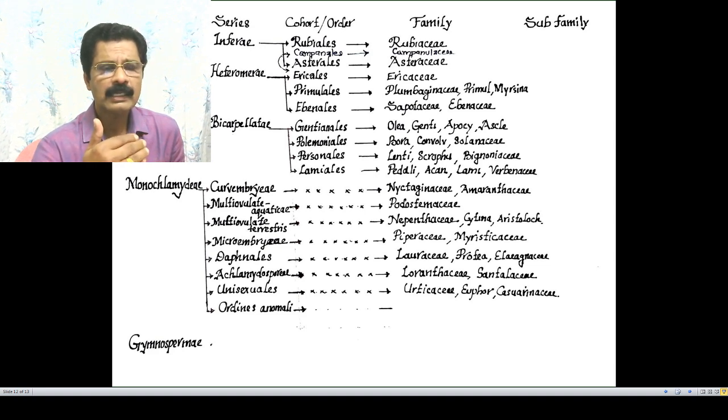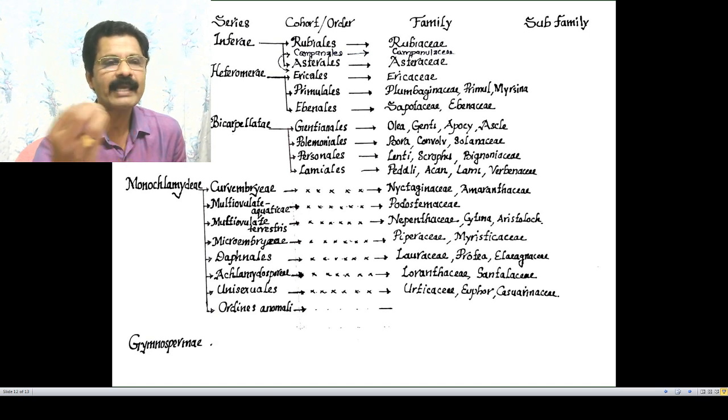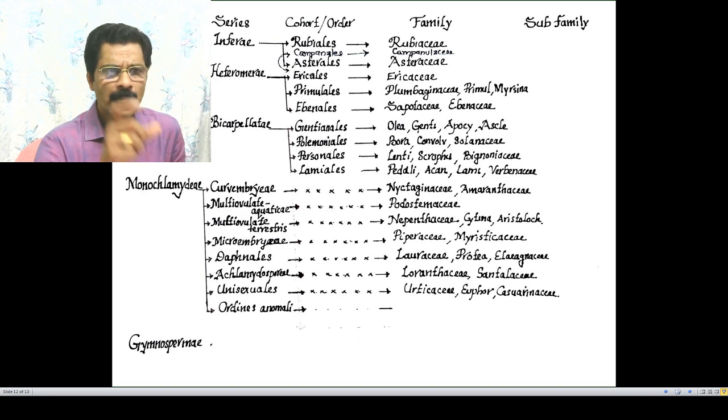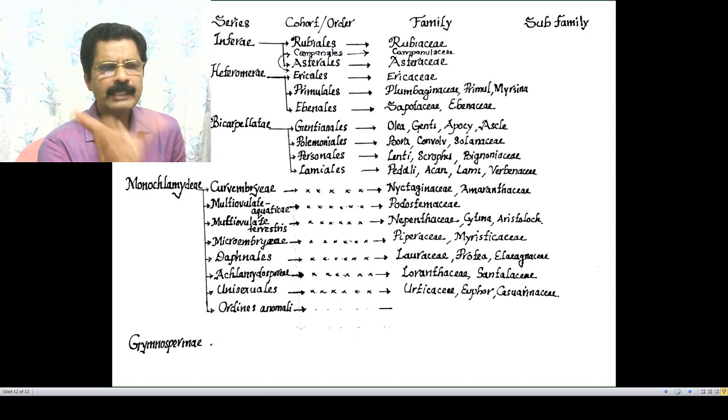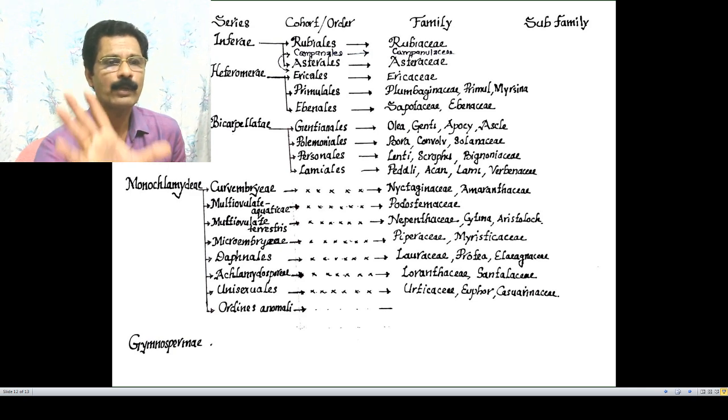We cannot include some plants, whether in Gamopetalae, Polypetalae or Monochlamydeae. So such a group of plants, they have placed under Ordines Anomali. So the class dicot is divided into subclasses Polypetalae, Gamopetalae and Monochlamydeae. Subclass Polypetalae have three series: Thalamiflorae, Disciflorae and Calyciflorae. Gamopetalae have three series: Inferae, Heteromerae and Bicarpellatae. Monochlamydeae have 8 series: Curvembryae, Multiovulatae aquaticae, Multiovulatae terrestres, Microembryae, Daphnales, Achlamydosporae, Unisexuales and Ordines Anomali.